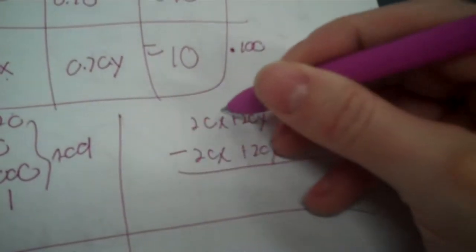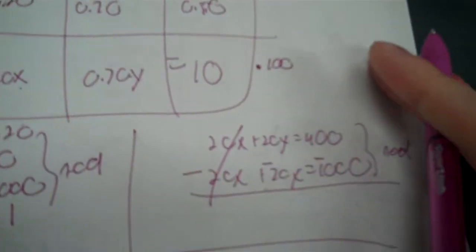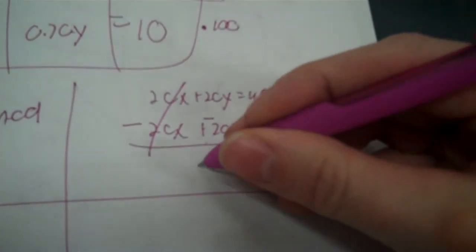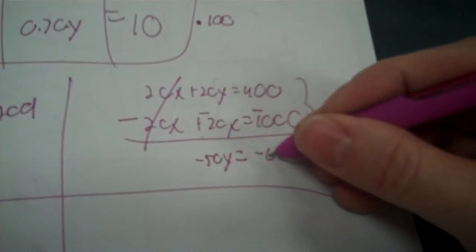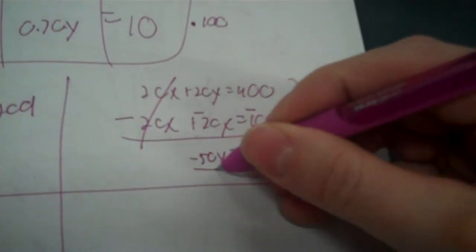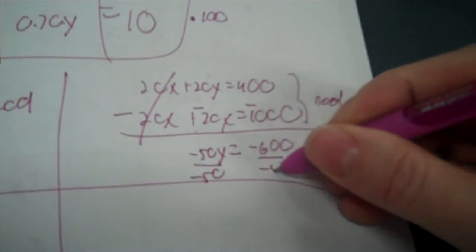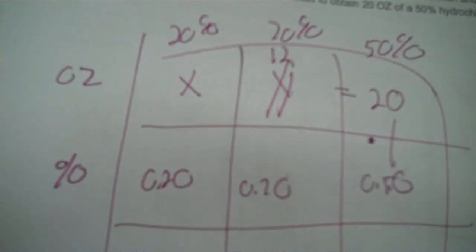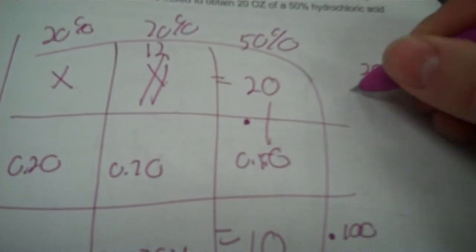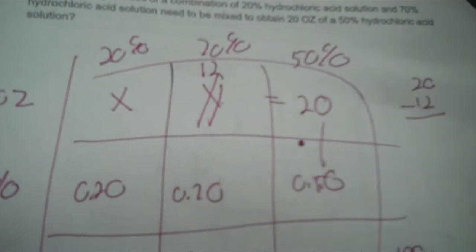Add. Out, negative, negative. So 20 plus negative 70 is negative 50y. 400 plus negative 1,000 is negative 600. Then I divide both sides by negative 50, and y equals 12. So there's 12 at the 70, because that's where that is. Now, you can easily get the x. You could plug 12 into an equation, or you could just take 20 minus 12, because x plus 12 equals 20, so x would have to be 8.